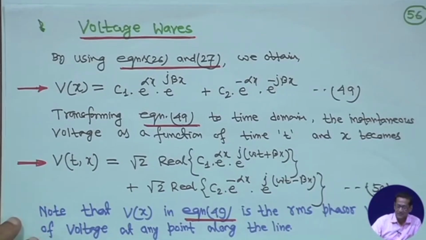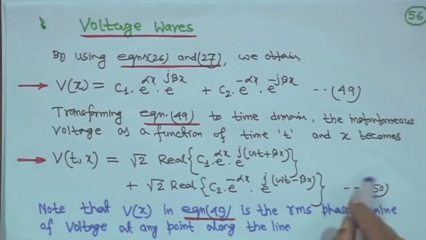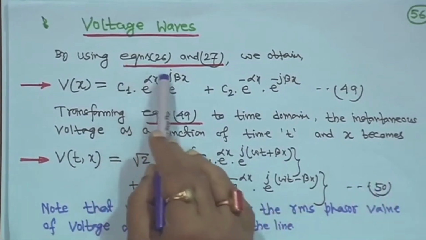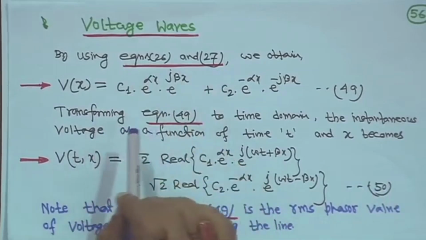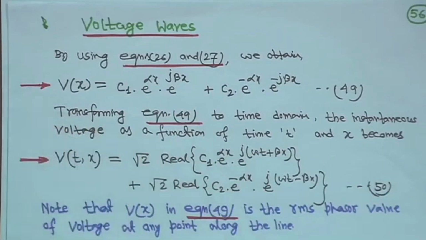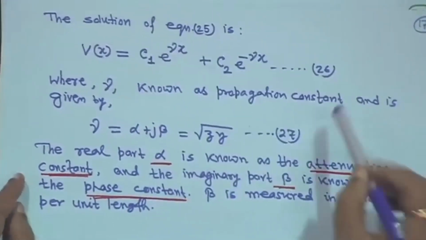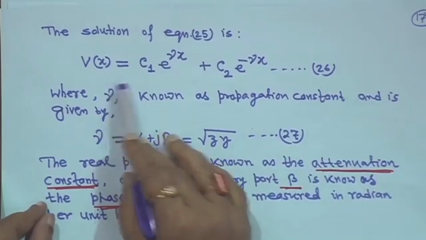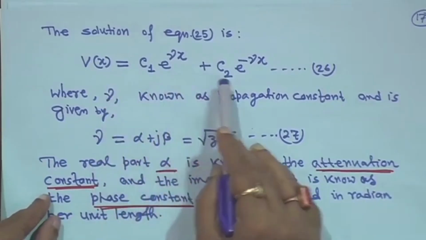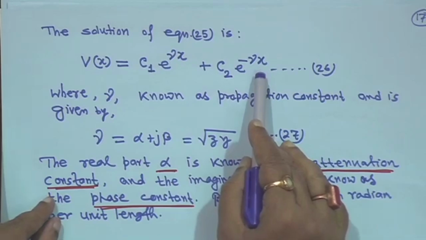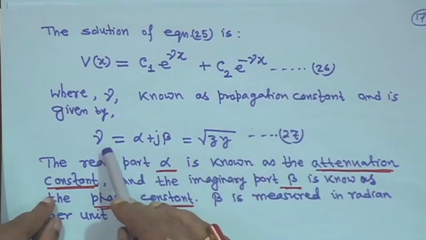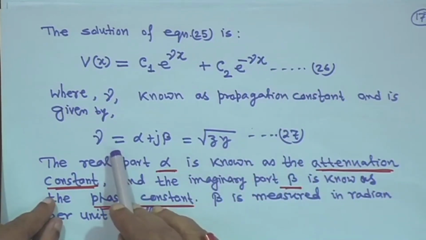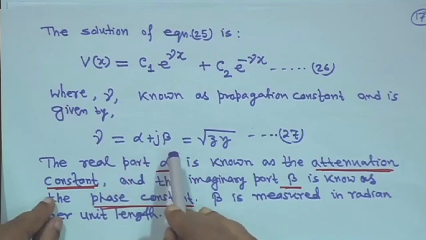Now, next is the voltage waves, by using equations 26 and 27. I will show you 26 and 27 for just a few seconds. If you recall, this is your equation 26: V x is equal to C 1 e to the power gamma x plus C 2 e to the power minus gamma x. And gamma, the propagation constant, we have taken as alpha plus j beta.